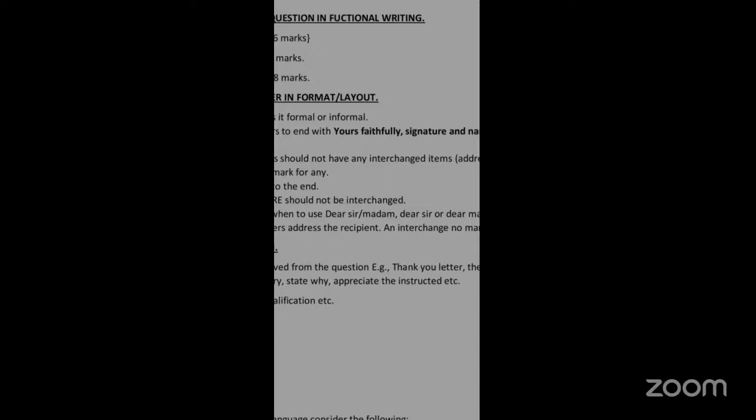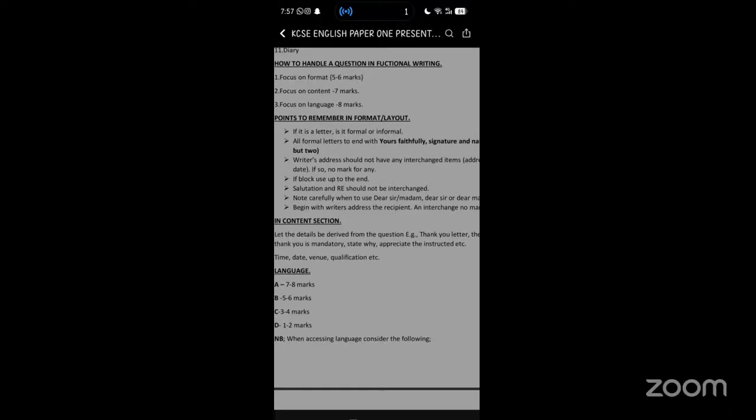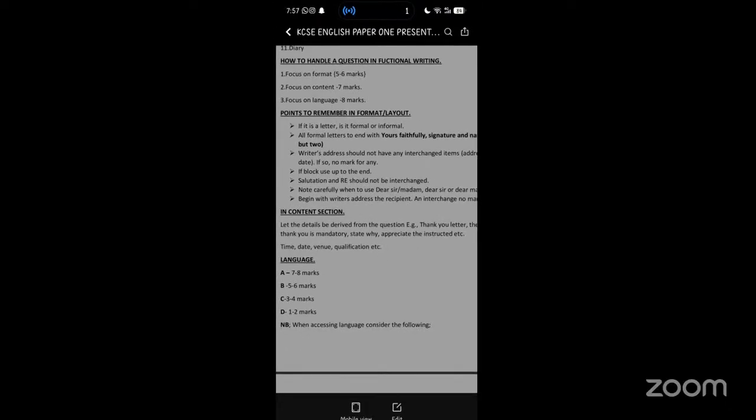Then note carefully when you use dear sir, stroke madam, dear sir or madam. Sasa hapo ni nini na imekatika? My goodness. I don't know what is there. Nitaangalia the other document that nilitoa screenshot. When I send you the document, utaangalia ni nini tulikata hapo. My head is refusing to think.